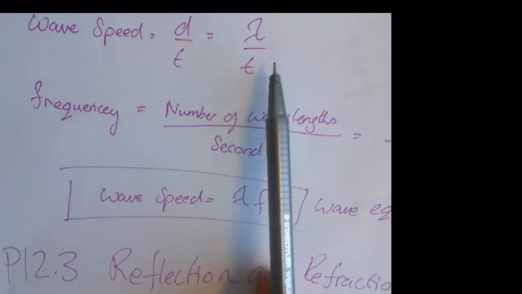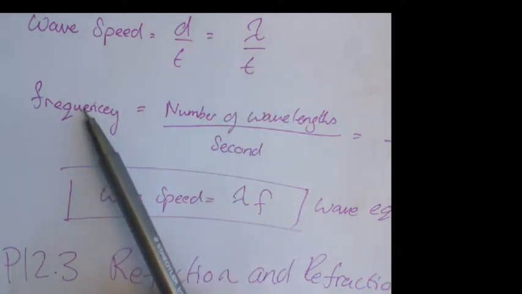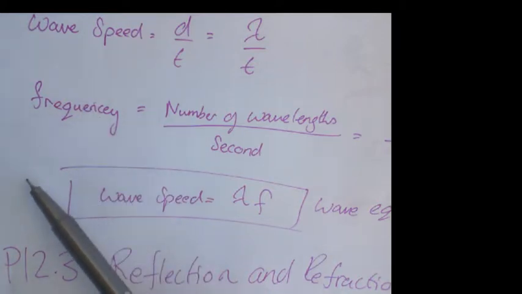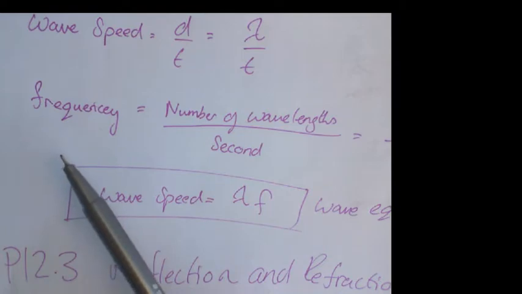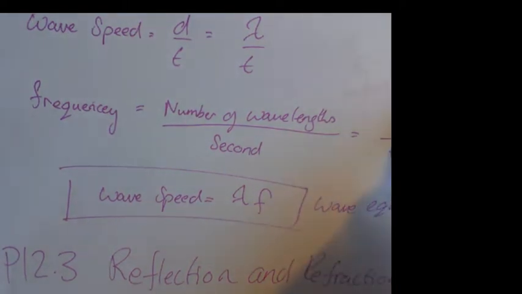If instead of writing it that way, you can write it out a different way. So the frequency is the number of wavelengths per second. So how many wavelengths in a certain number of seconds? That'll give you the frequency. And if you want one wavelength in however long that might take, that will give you the frequency.